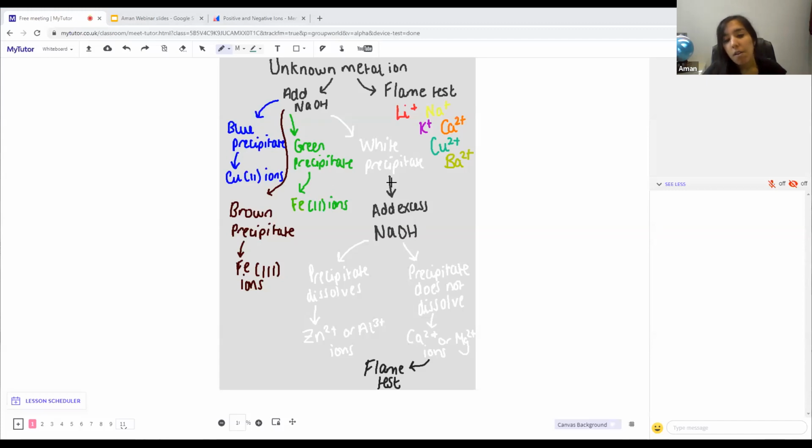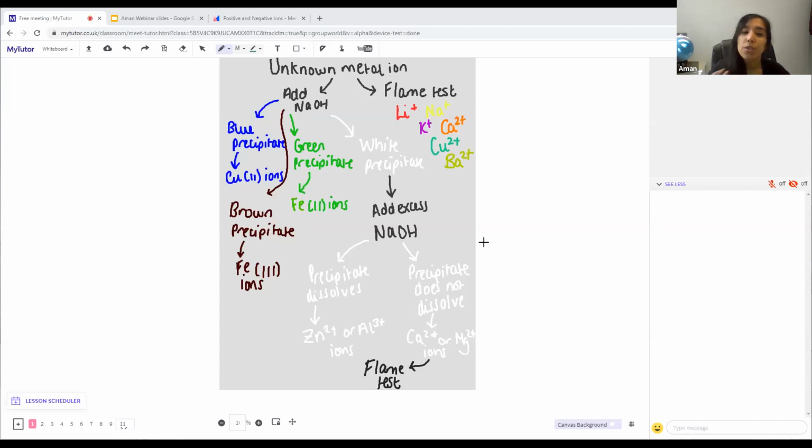Then we can add excess sodium hydroxide, and one of 2 things will happen. The precipitate may dissolve, in which case it's either zinc or aluminium. And remember I said that you only need to know about one depending on your exam board. If it doesn't dissolve, then it's either calcium or magnesium. And remember I said to distinguish between these two, we do a flame test where magnesium does not have a flame color, but calcium will be orange or red. So that's a summary diagram of the positive ions.